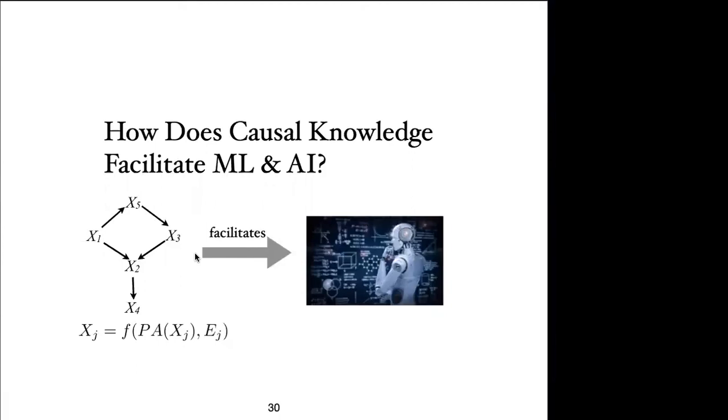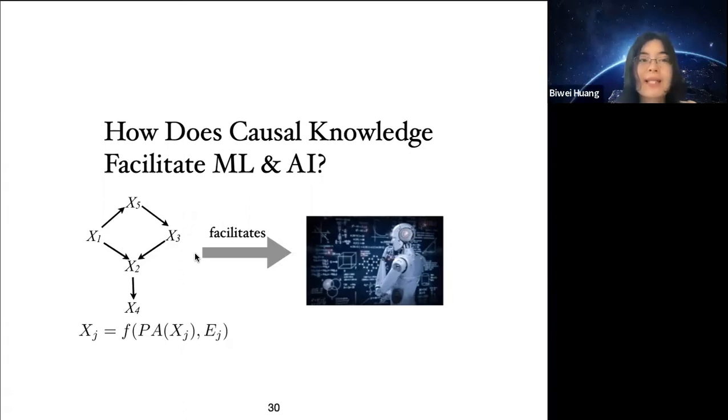Now we have seen some methodological developments in causal discovery. One of the main goals in this field is to develop methods that rely on weaker assumptions. The next topic is how causality helps better understand and advance machine learning and AI.